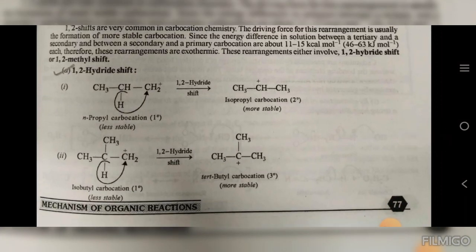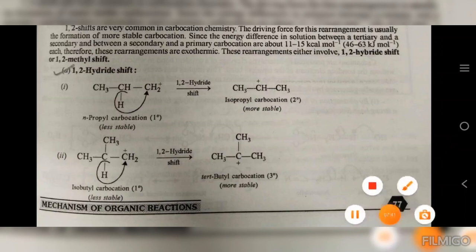These rearrangements involve either a 1,2 hydride shift or a 1,2 methyl shift. 1,2 hydride shift: n-propyl carbocation, primary, less stable, to isopropyl carbocation, secondary, more stable. Isobutyl carbocation, primary, less stable, to tert-butyl carbocation, tertiary, more stable. 3-methyl-2-butyl carbocation, secondary, less stable, to 2-methyl-2-butyl carbocation, tertiary, more stable.